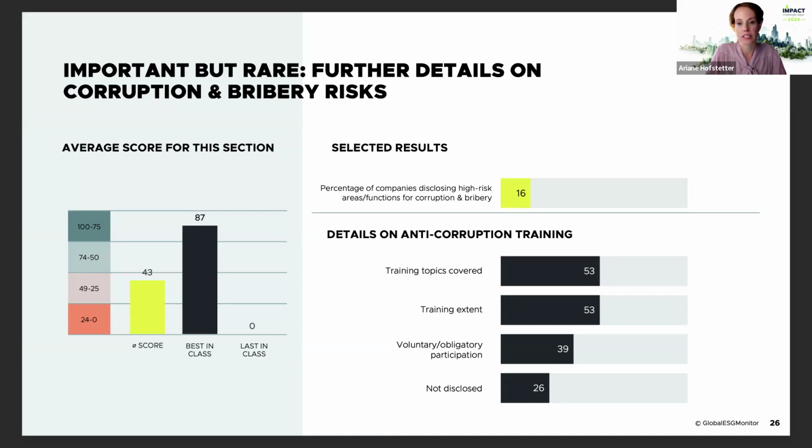Today, only 16% of the companies disclose such information. And the next thing you have to show is how to deal with those risks, and that could be through anti-corruption training. And here the frequency is much higher. Training topics are covered in 53% of the cases, as well as training extent. If the training is voluntary or obligatory, this is only detailed in 39% of the cases. 26% do not give any information on this.